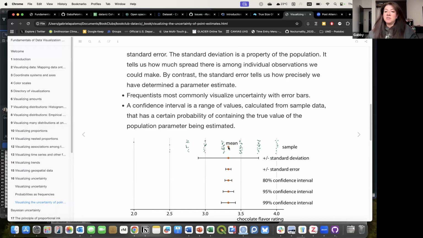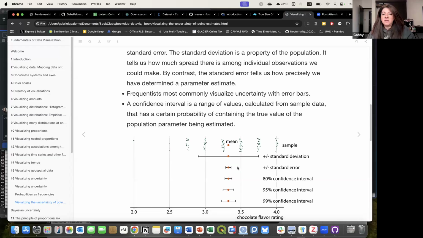The orange point here is going to be the mean, in this case from this sample. And then we can draw these error bars around the mean showing the standard deviation. And we have to say if this is 1, 2, or 3 standard deviations around the mean. In this case, I assume it's 1 standard deviation away from the mean. Then we have the standard error that is going to look like this. And then we can also use confidence intervals.